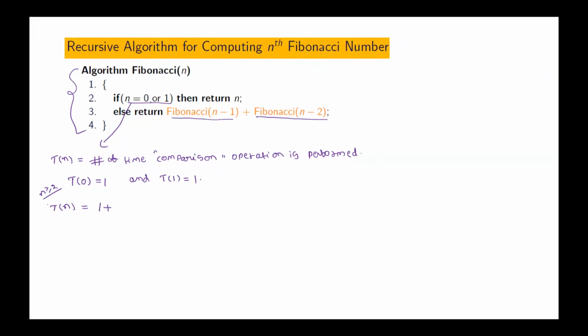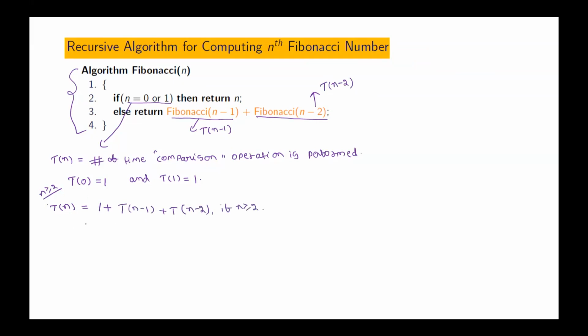If n is input, the number of times this operation is performed is T of n. If n minus 1 is input, it is performed T of n minus 1 times. If n minus 2 is input, T of n minus 2 times. Is that clear? Is there any doubt here? So T of n can be written as T of n minus 1 plus T of n minus 2, if n is greater than or equal to 2.